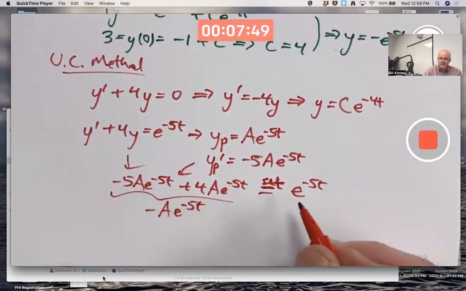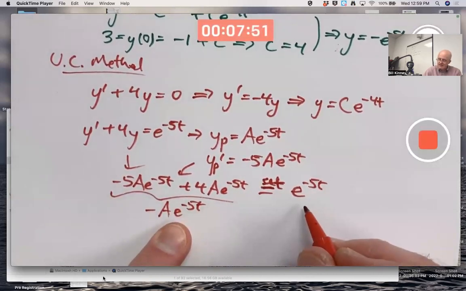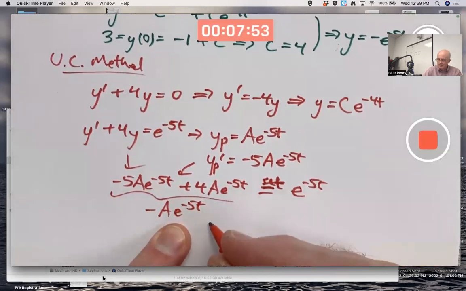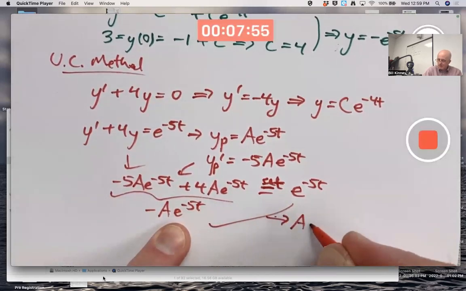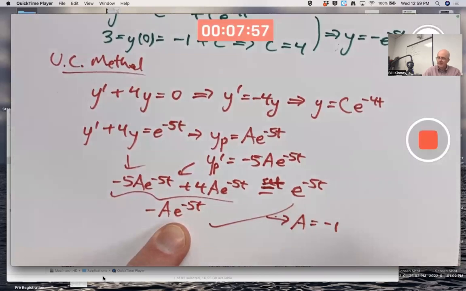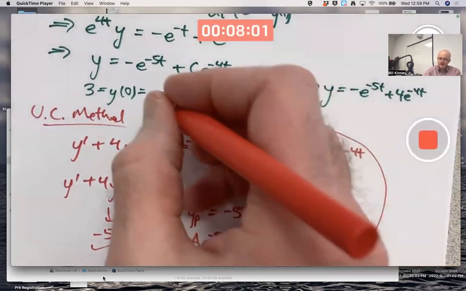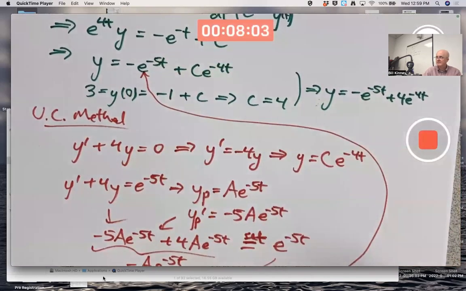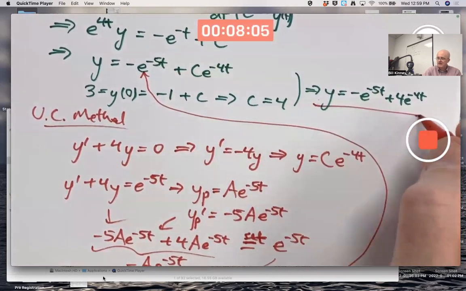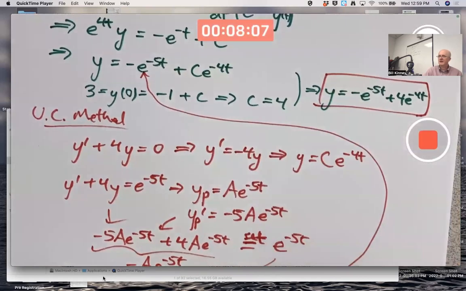So the only way these two functions are going to be equal for all values of t is if a is negative 1. This implies a is negative 1, which then brings you back to the same thing we got up there, and the same unique solution of the initial value problem.